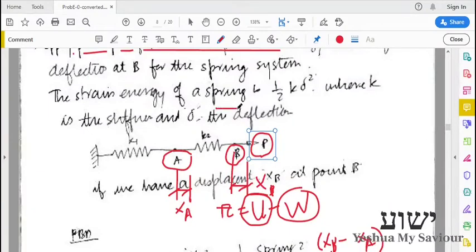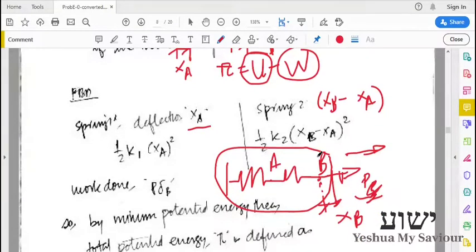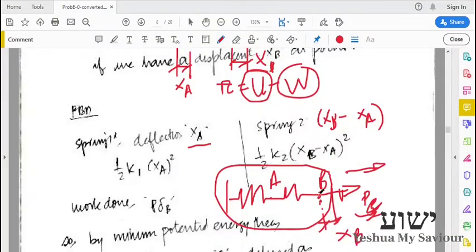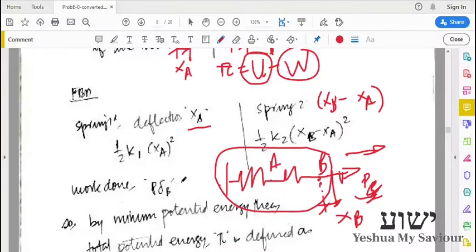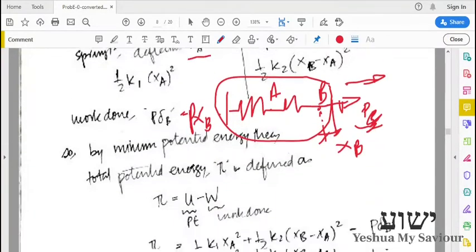So from what we have here, we just apply it. That is, the strain energy of spring 1 is half K1 xa square, and the strain energy of spring 2 is half K2 (xb minus xa) whole square. Okay. Now the work done is given by load into displacement. So in this system, as I mentioned before, if we put this in a black box, the load has caused a deflection of xb. So pardon me here, this should be xb. This is equal to P xb. Okay, so that's the work done.